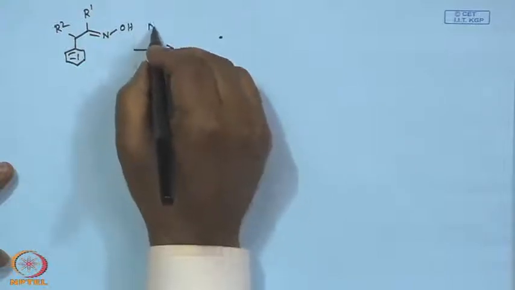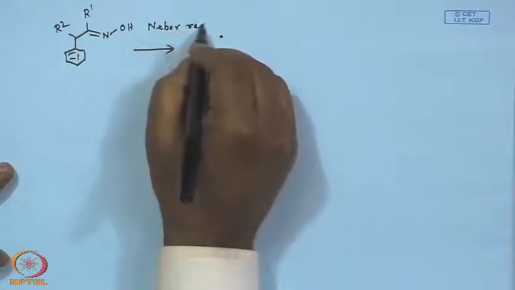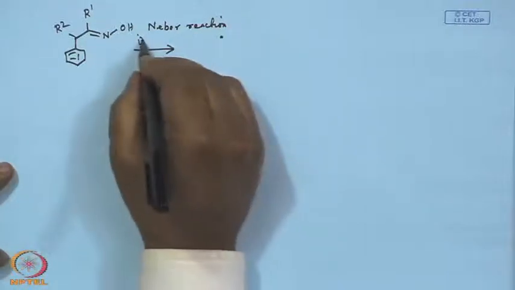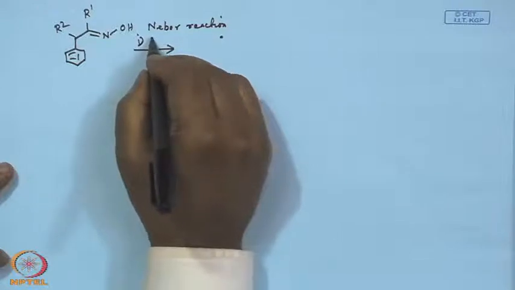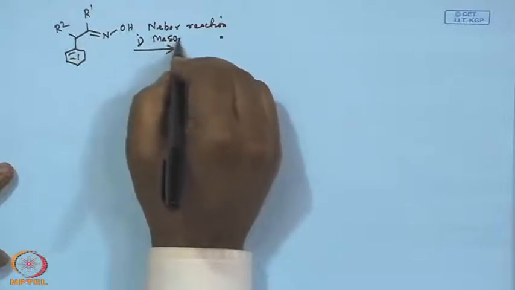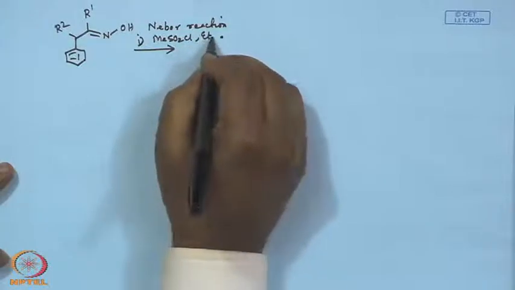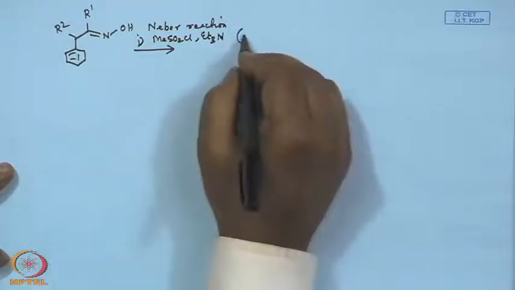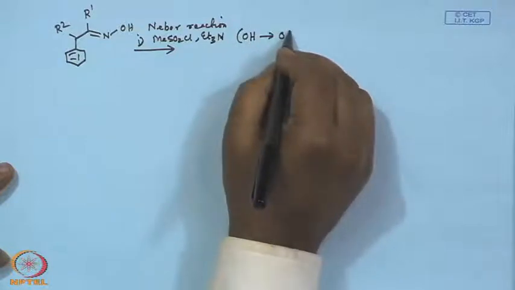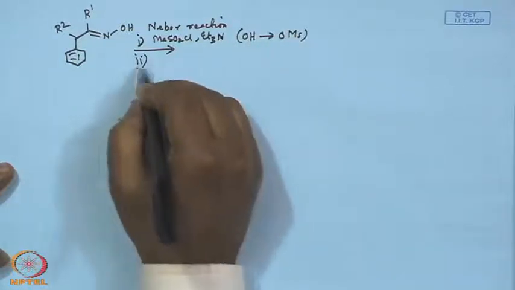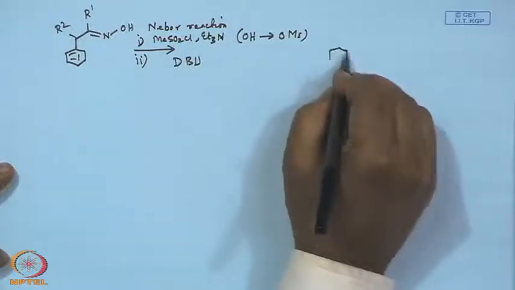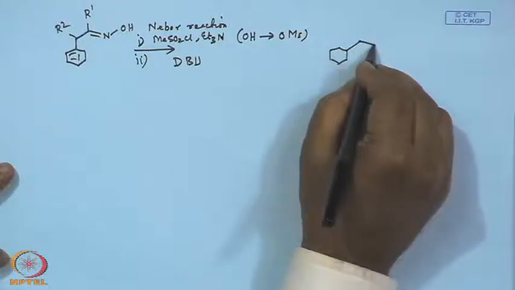Then you do the Neber reaction. What is the Neber reaction? The first step is you convert this into the mesyl derivative, that means methanesulfonyl chloride and triethylamine. I do not have to write the intermediate; it converts the OH group to OMs, right. So this OH is converted to OMs, and then in the second step, if you use DBU, you will get the corresponding azirine, sorry.